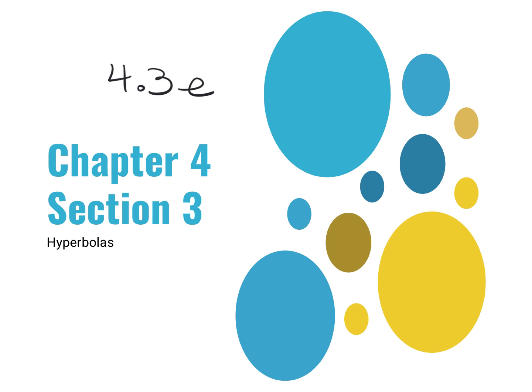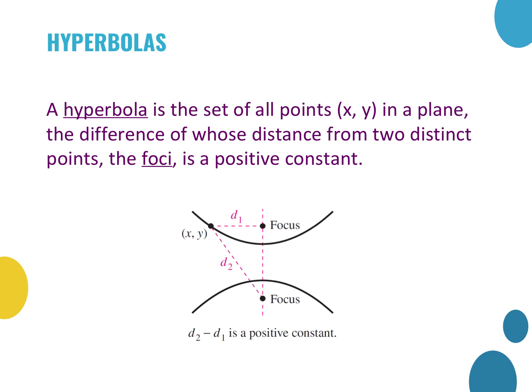So let's go ahead and find the definition of a hyperbola. A hyperbola is the set of all points x, y in a plane, the difference of whose distance from two distinct points, called the foci, is a positive constant. So this sort of looks like two parabolas. We've got the happy parabola and the sad parabola in the same graph.